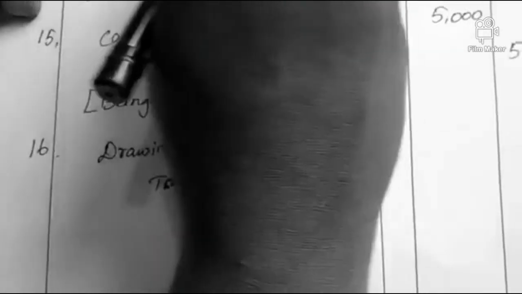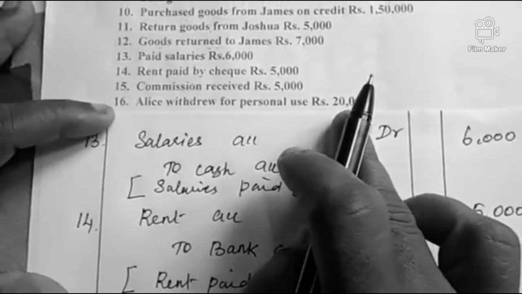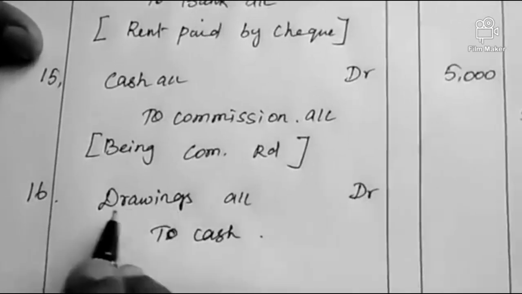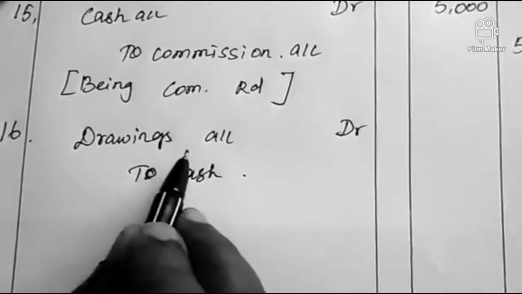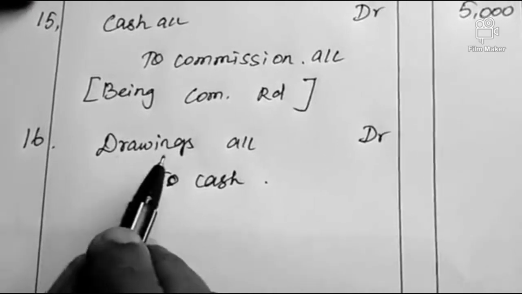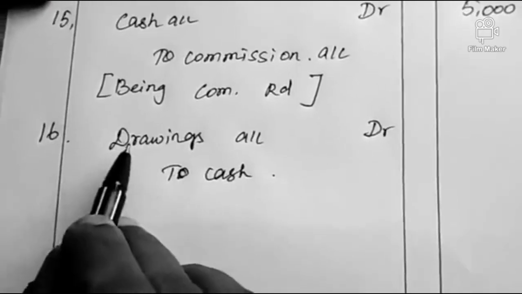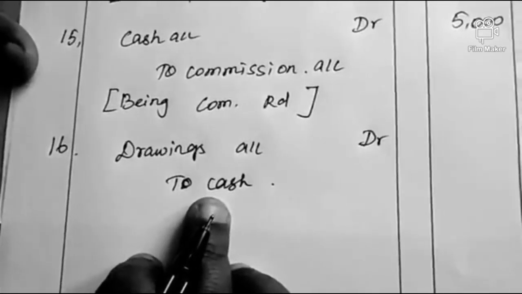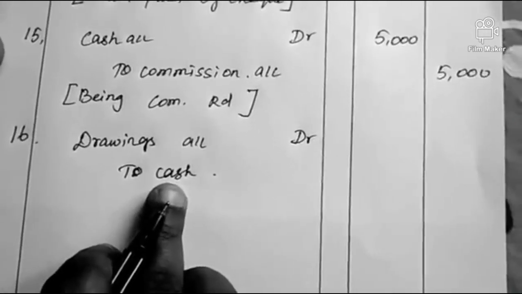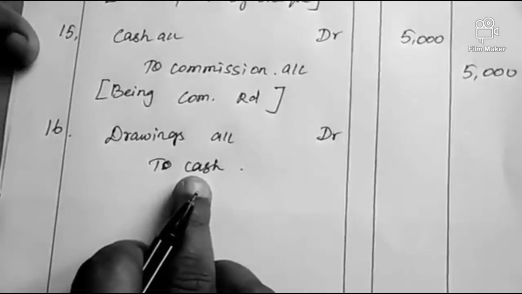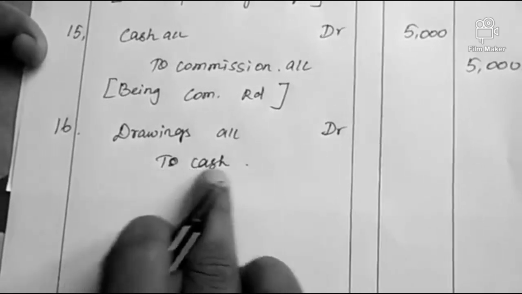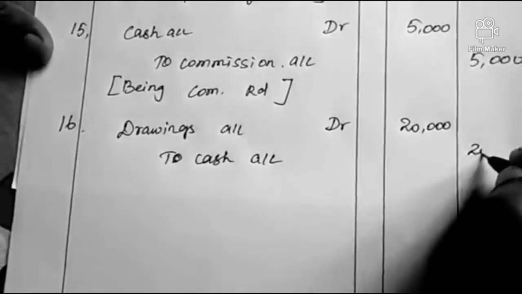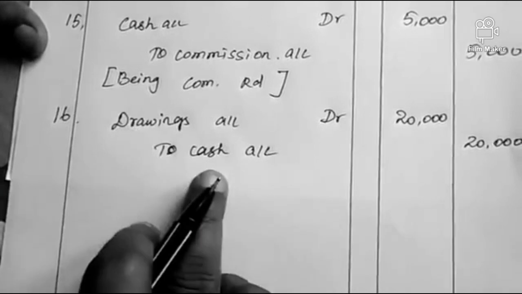See, Alice withdrew for personal use 20,000 rupees, no? So she withdraws some amount from the business for her personal purpose. So drawings. Drawing is a personal account. So the personal account rule is debit the receiver. Alice withdraws the amount from the business, no? So debit drawings account and to cash. Because when you withdraw any amount from the business, cash goes out from the business. So the real account rule is debit what comes in, credit what goes out. So it goes out, no? So credit cash account. How much? 20,000. If in case of check, drawings account debit to bank.